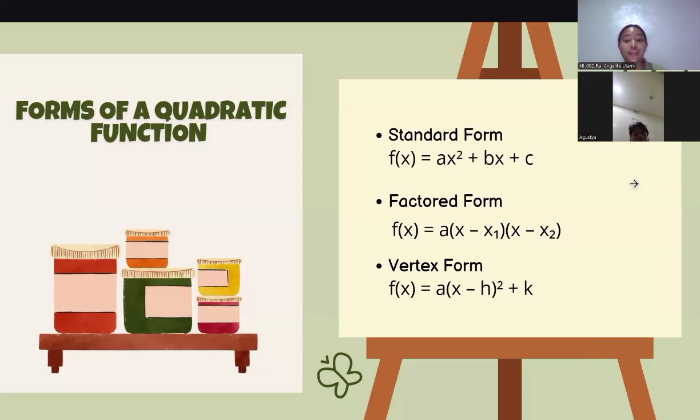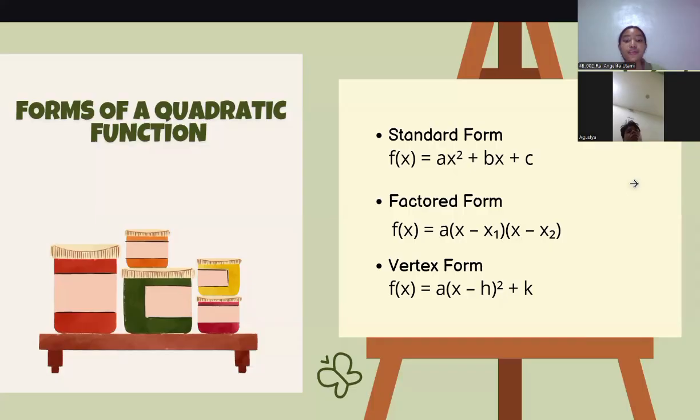Second, let's look at the factor form f(x) equals a open parenthesis x minus x1 close parenthesis open parenthesis x minus x2 close parenthesis. This is extremely helpful when we want to find the x-intercept. The numbers x1 and x2 are the points where our parabola cuts the x-axis.